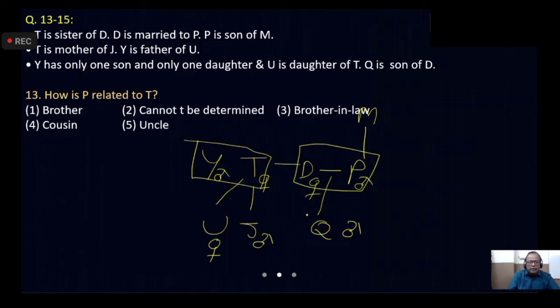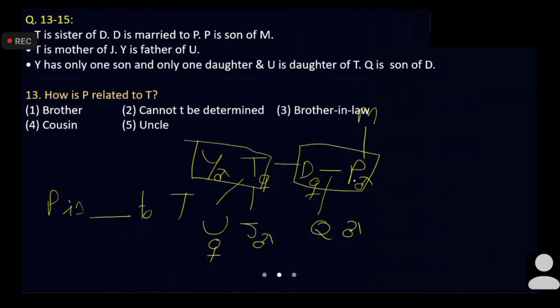How is P related to T? Yesterday I told you, immediately you have to think P is dash to T. Make it a point, make it a habit, so that you will not become the victim of the words that are used by the paper setter, right? So how is P related to T? P is here, T is here. T has a sister, and sister's husband. Sister's husband is what? Brother-in-law.